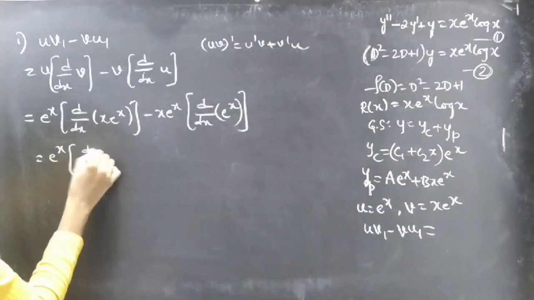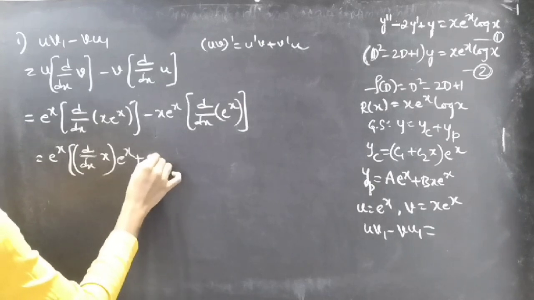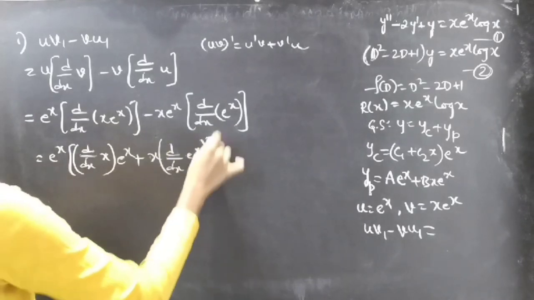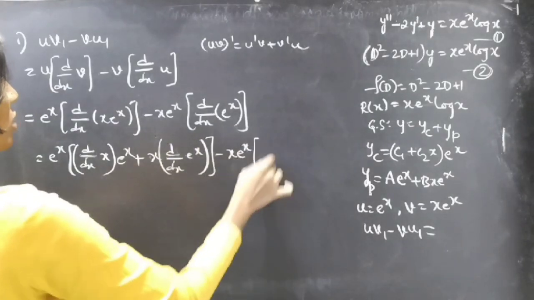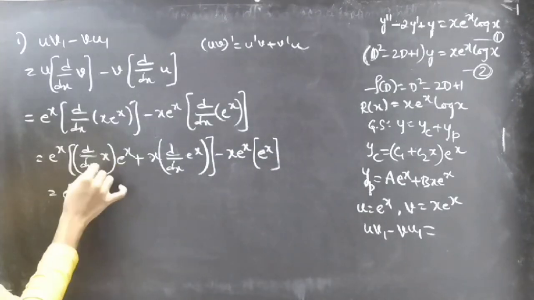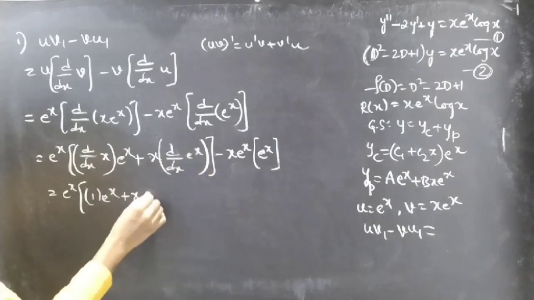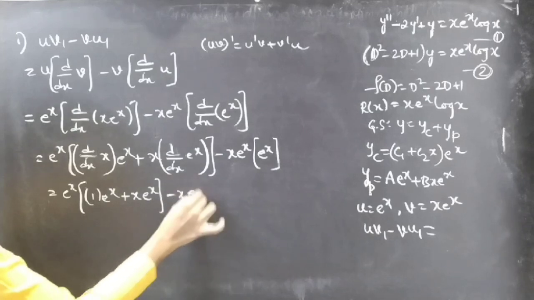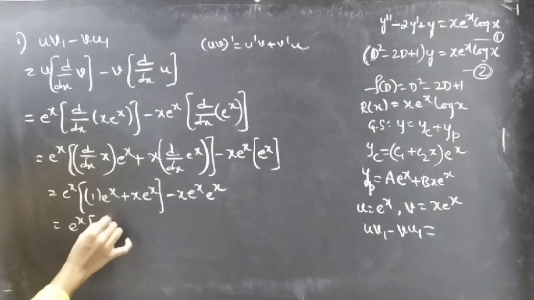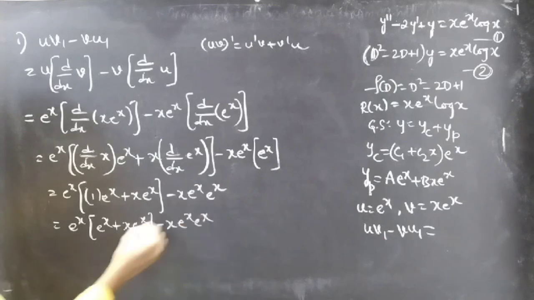This gives us derivative of x with respect to x into e power x plus x into derivative of e power x with respect to x, minus x e power x into derivative of e power x with respect to x, which is e power x. This gives us e power x of, derivative of x with respect to x is 1, into e power x, plus x into derivative of e power x with respect to x is e power x, minus x e power x e power x. This equals e power x of 1 into e power x is e power x, plus x e power x, minus x e power x into e power x.